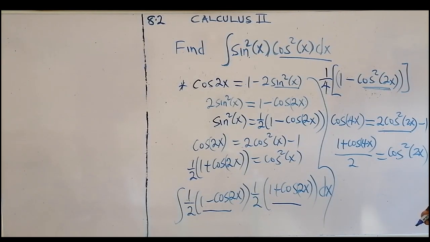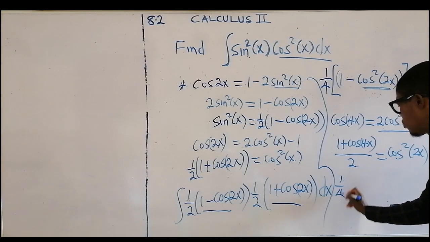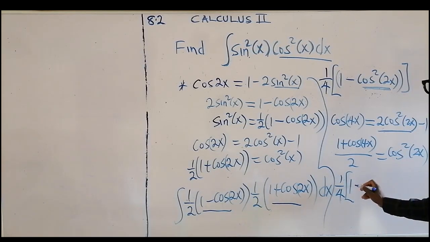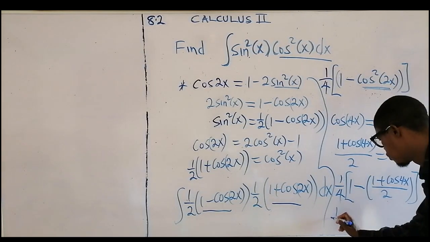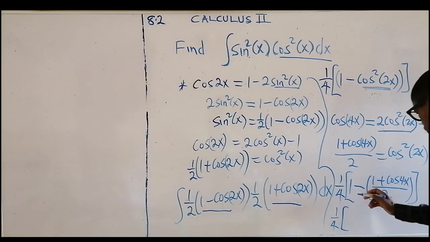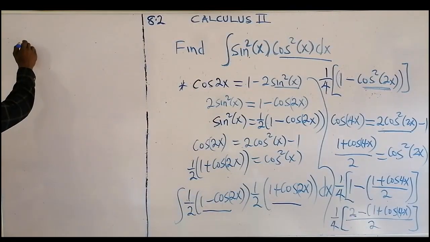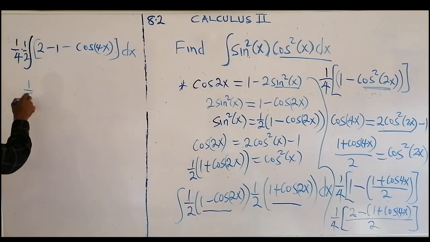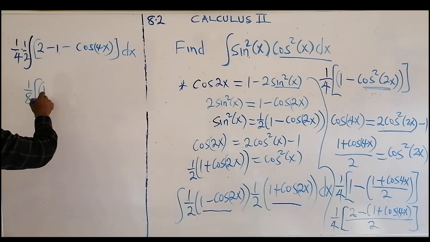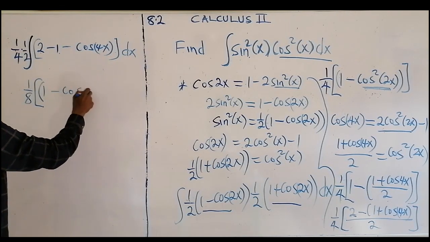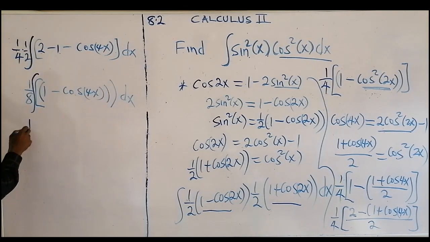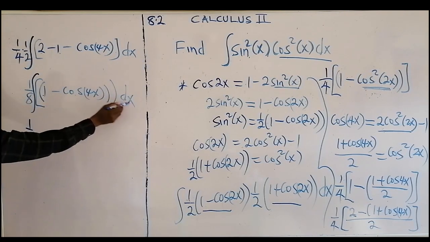So I will now have 1 over 4, open your brackets, 1 minus this, and this will be equal to 1 over 4. Okay, if you do your LCM, that will be okay. So we can now substitute back into the integral. This will give me 1 over 8, 2 minus 1, that's 1 minus cos 4x. So we now have 1 over 8, integrate 1 with respect to this function.